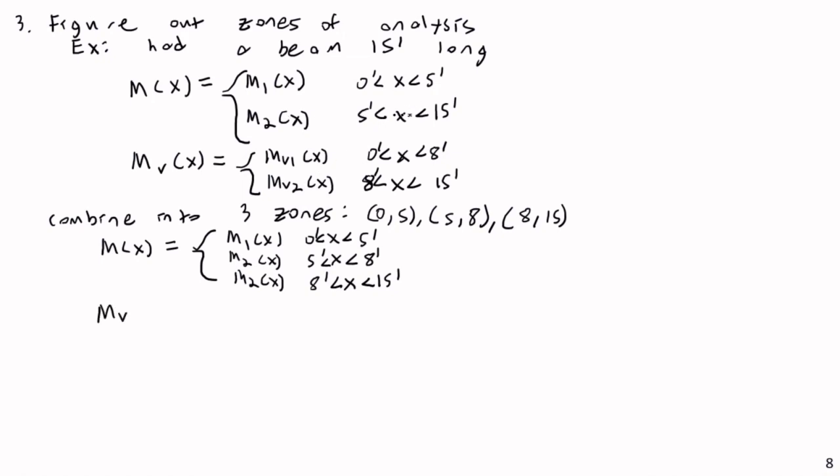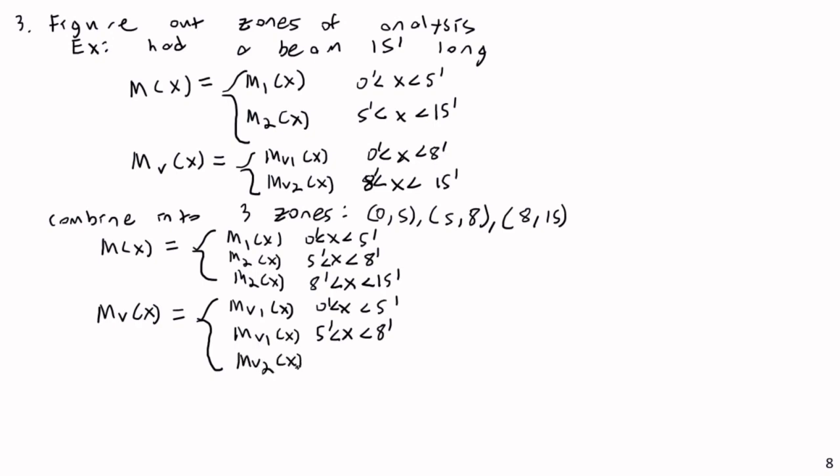And then for Mv of x, I just split this one apart to take into account the break that we would have for the virtual moment. Then Mv as a function of x, we do something very similar, except the break would be in the first one. We're going to have Mv1 of x when x is between 0 and 5 feet, then reuse Mv1 of x when x is between 5 and 8 feet, and then we just use Mv2 of x in the last region, when x was between 8 feet and 15 feet. And now we have 3 zones of integration that match up nicely, and I can put this one with this one, this one with this one, and this one with this one.